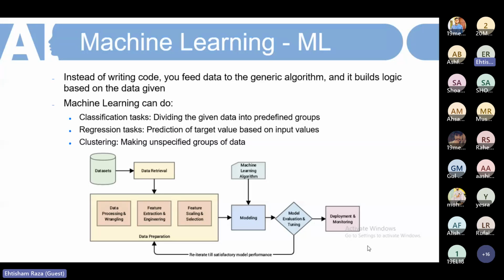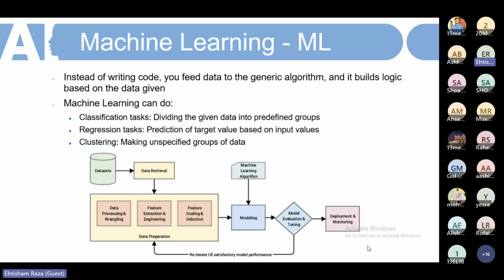If you have data, you can train your machine learning model and you can build any kind of logic based on the data given. But if you don't have data, you cannot perform it. That's why data is called the oil. Data is the gold of the upcoming time, because you can do anything if you have data. You can perform any kind of task using machine learning if you have data.